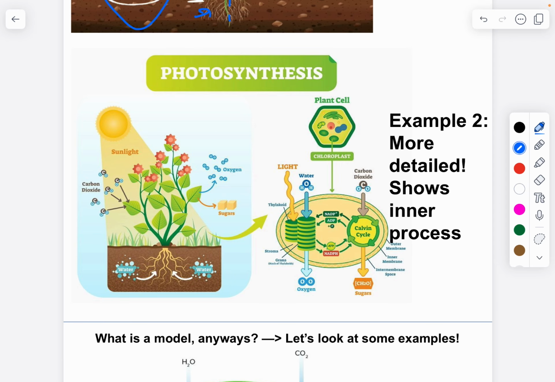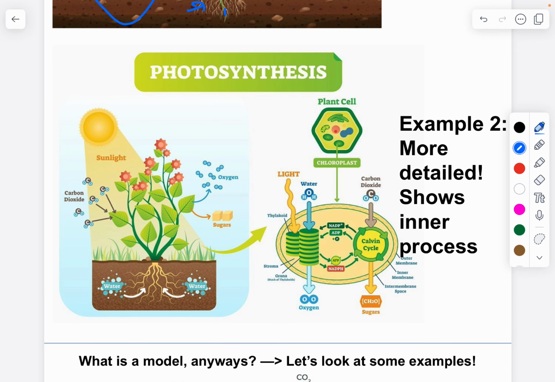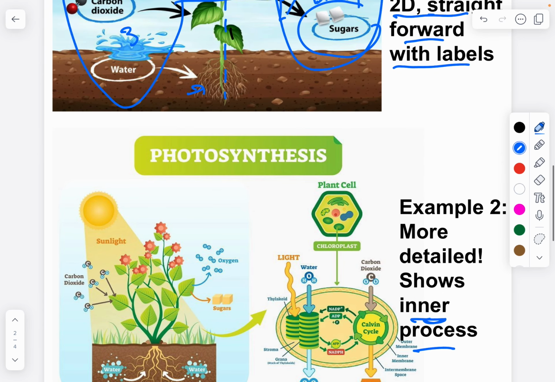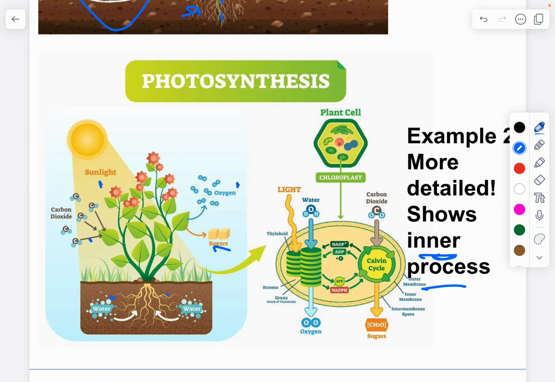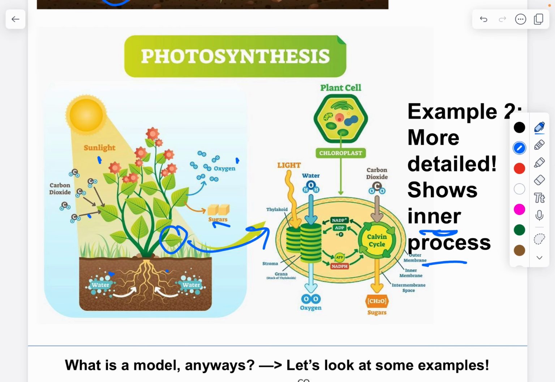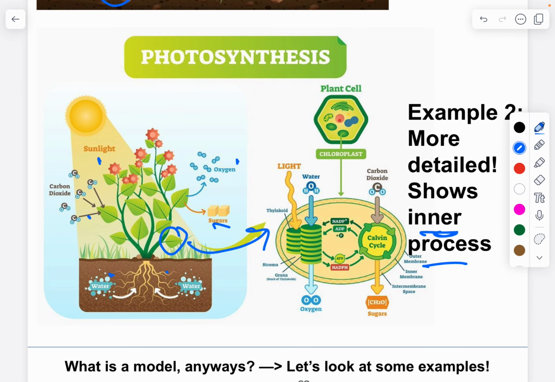Now this one is a little bit more complicated, as you can see. There are some inner details and some processes. Let's start from the left side here. The left side is very similar to the first one. You need sunlight, you need CO2, you need water, and then you can make oxygen and sugar out of that. But how? If you zoom in to the plant, this is what you see. Inside of the plant cell, this is what's happening, and specifically inside of the chloroplast.